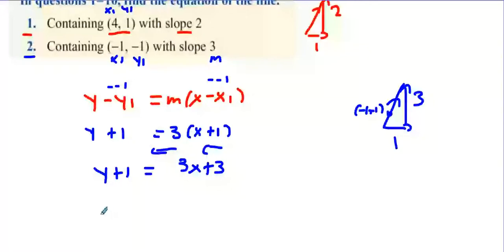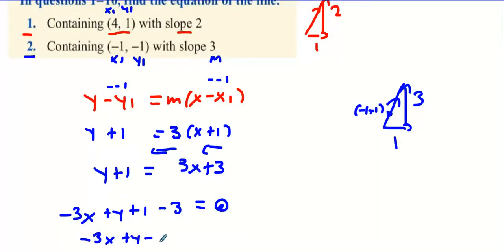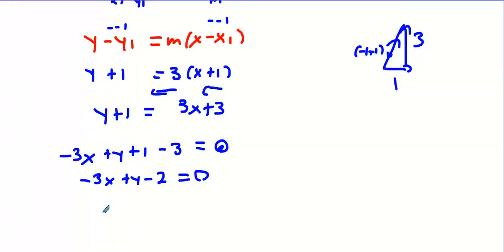Move everything to the left. So we're going to get minus 3x plus y plus 1 minus 3 equals 0. Minus 3x plus y, 1 minus 3 is minus 2, equals 0. And then multiply both sides by minus 1: 3x minus y plus 2 equals 0.